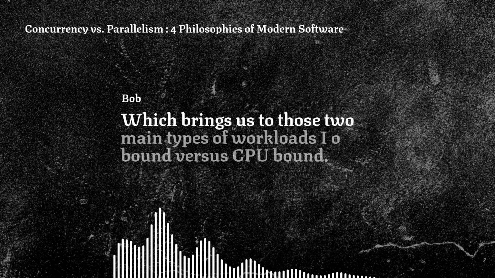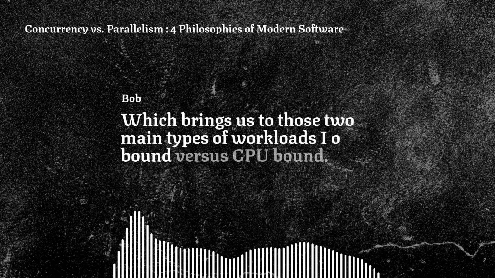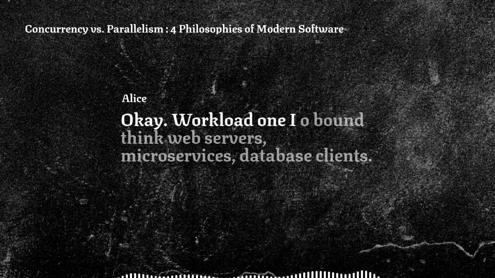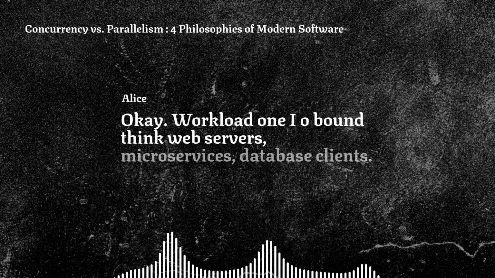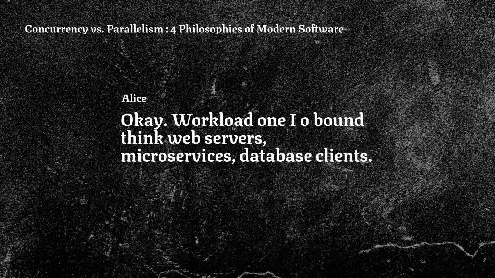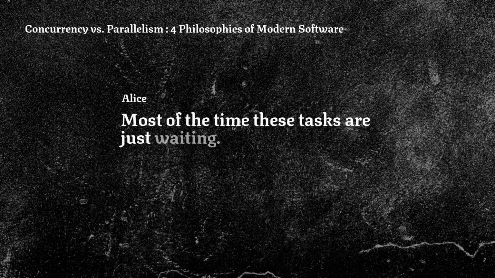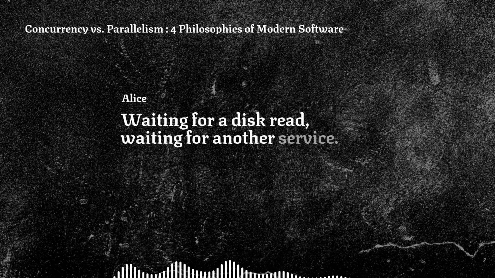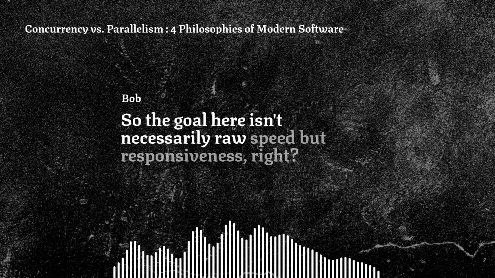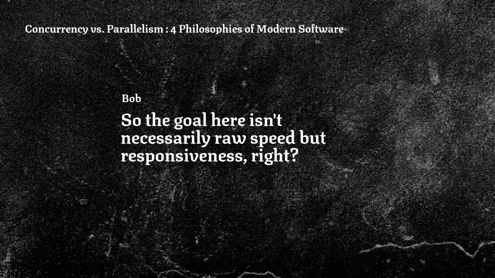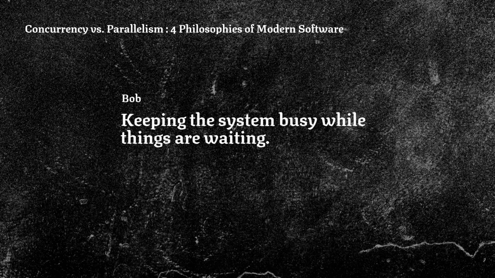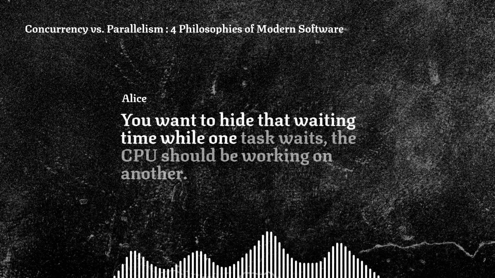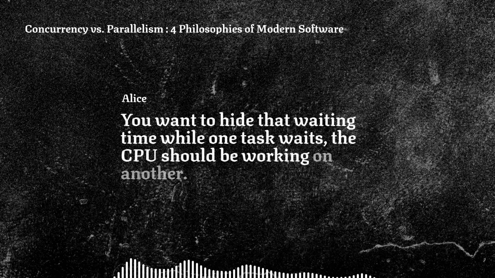Which brings us to those two main types of workloads, I/O-bound versus CPU-bound. Let's break that down. Okay, workload 1, I/O-bound. Think web servers, microservices, database clients. Most of the time, these tasks are just waiting. Waiting for a network packet, waiting for a disk read, waiting for another service. So the goal here isn't necessarily raw speed, but responsiveness. Right. Keeping the system busy while things are waiting. Maximize concurrency. Exactly. You want to hide that waiting time. While one task waits, the CPU should be working on another.